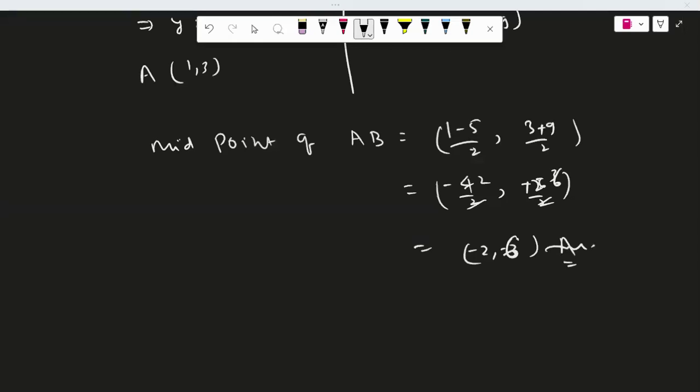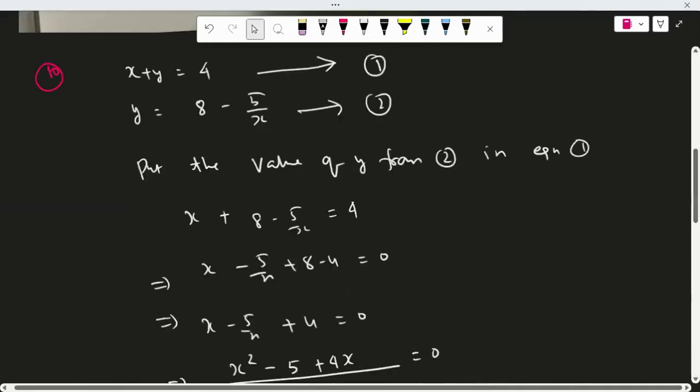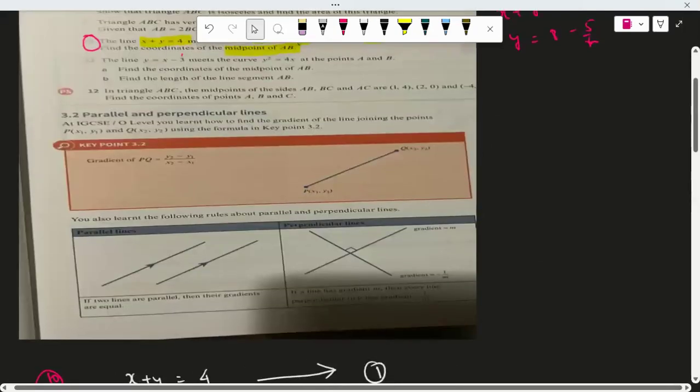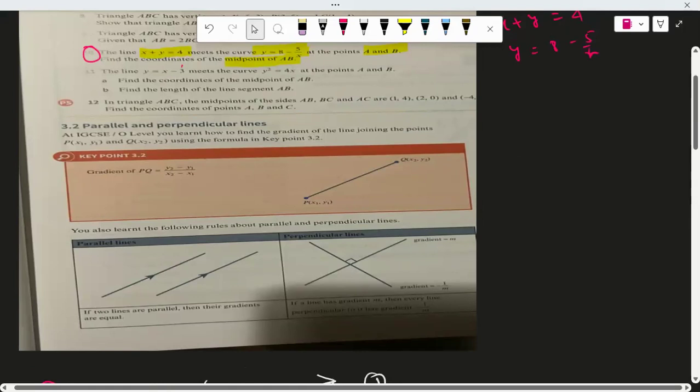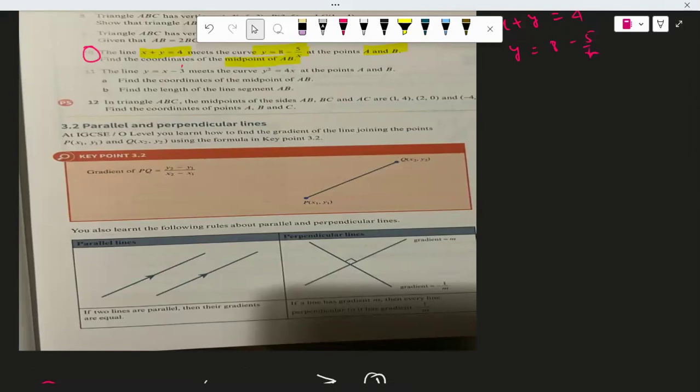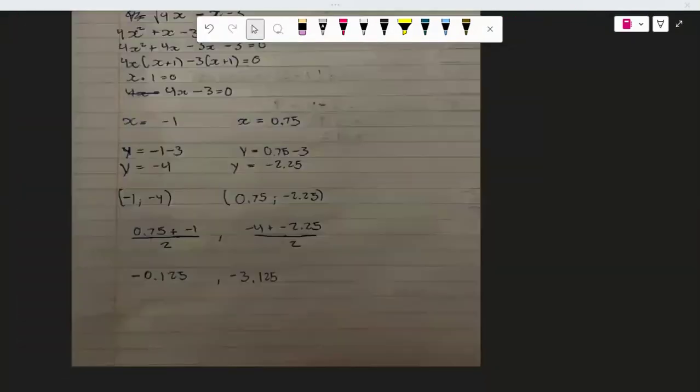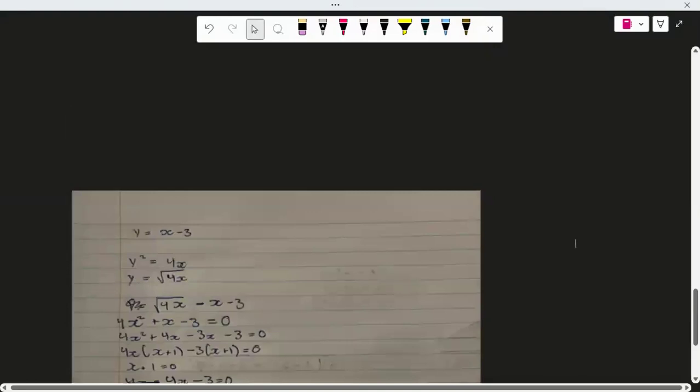Question number 11 we are going to do. Just a minute. Question number 11 is of the same type of question. You need to do it yourself now and then send it to me. This question you now need to do yourself. We are doing question number 11.